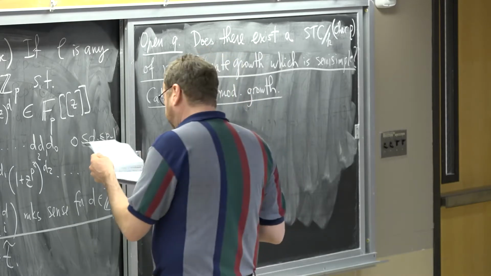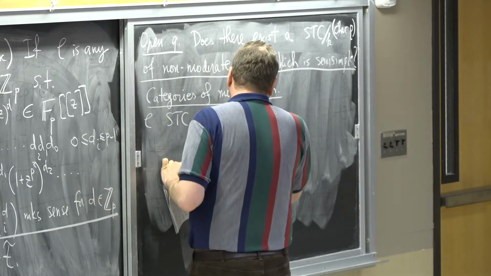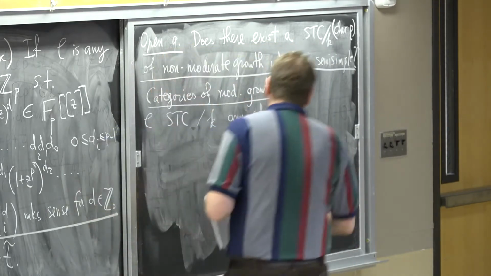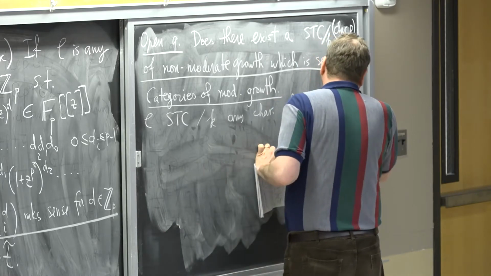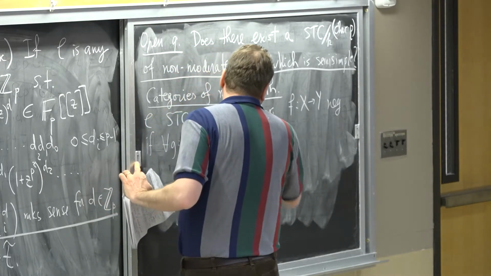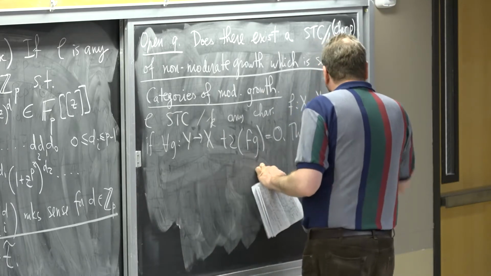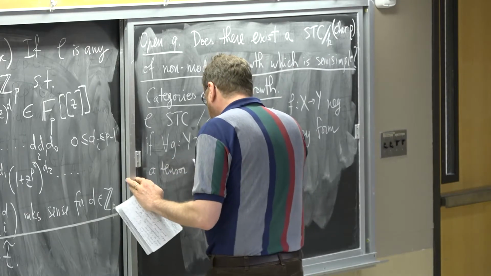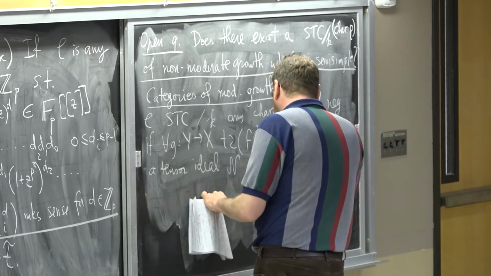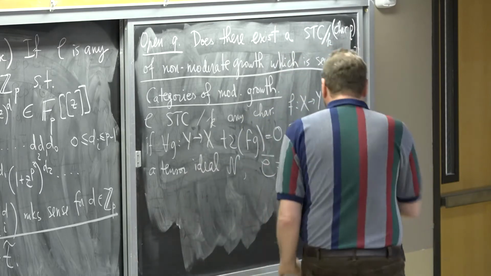So first of all, if C is a symmetric tensor category over any field K of any characteristic, then we defined a notion of negligible morphism: f from X to Y is negligible if for any g from Y to X, the trace of fg equals 0. And they form a tensor ideal N. And then we can define C bar, which is C mod N, with the same objects, but morphisms quotiented by N. And this is called the semi-simplification of C.